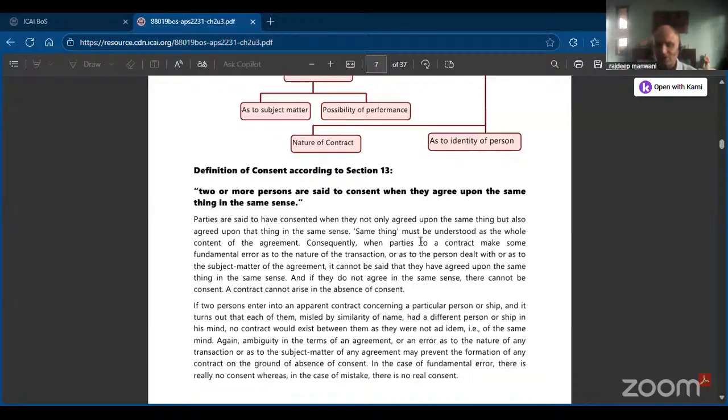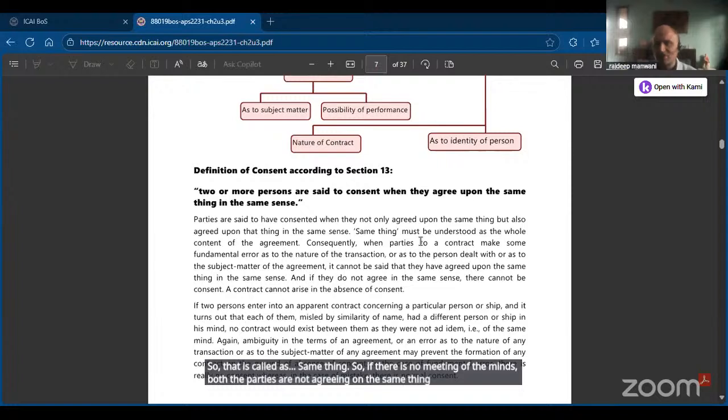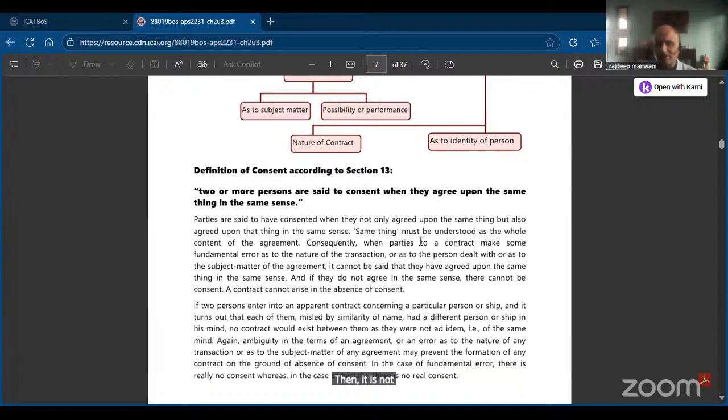So that is called as same thing. So if there is no meeting of the minds, both the parties are not agreeing on the same thing in the same sense, then it is not a valid contract. The contract becomes null and void. Correct or no? So what are the two aspects? Same thing, same sense.